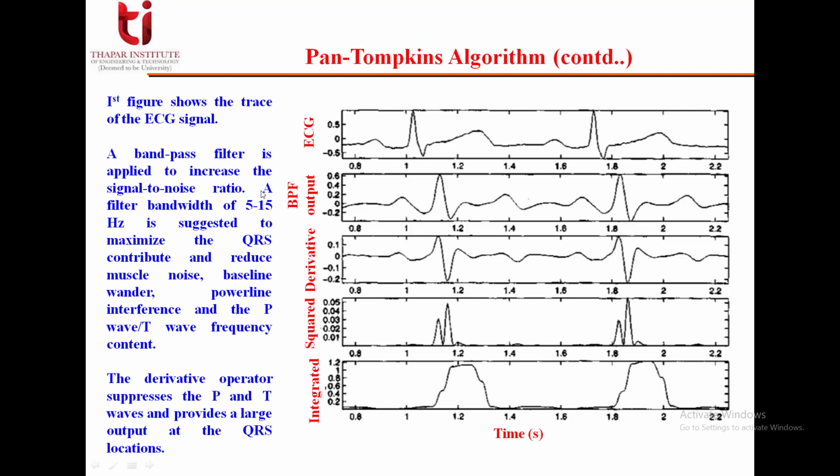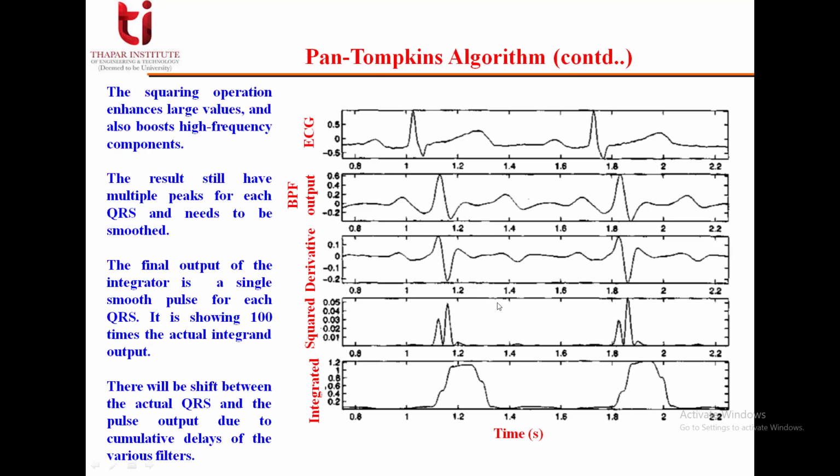So band pass filter is applied to increase the signal to noise ratio, and this filter has the bandwidth of 5 to 15 Hertz, and it is suggested to maximize the QRS contribution and to reduce the muscle noise, baseline drift, power line interference, and also the P or T wave frequency content. Then the third figure, if you see, it is the output of the derivative operator, which further suppresses the P and T waves, you can see, and it provides a large output at the QRS locations.